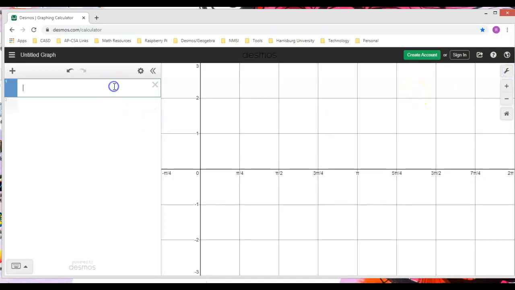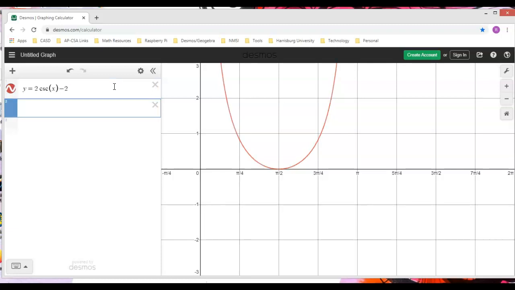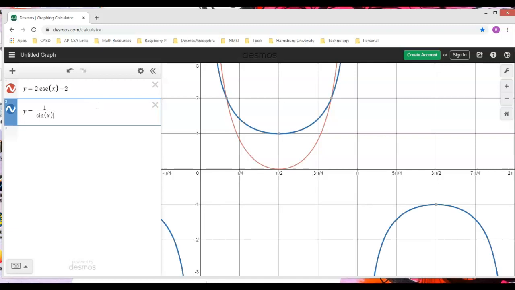All right, next in the y1, we're going to type in the left-hand side of our equation. So y equals, and 2 cosecant of x, and then minus 2. And when I press enter, I can see that first interval. And now in the y2, I'm going to type in y equals 1 divided by, and that's sine of x. And that's coming from the right side of our equation.